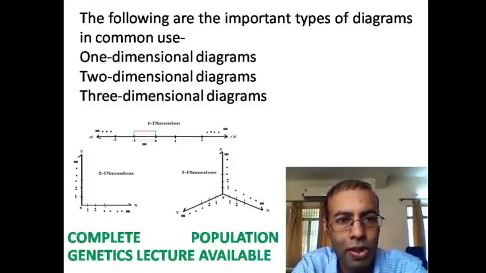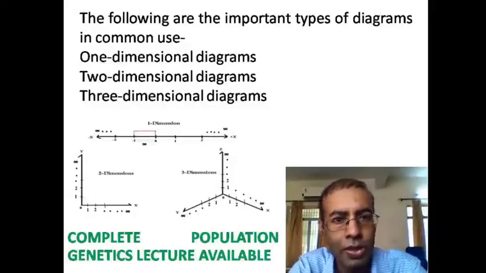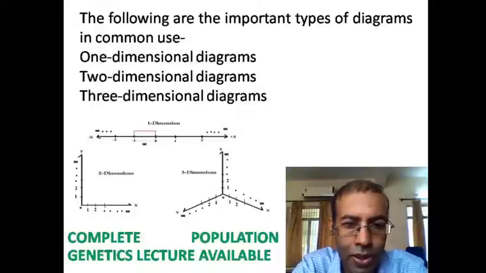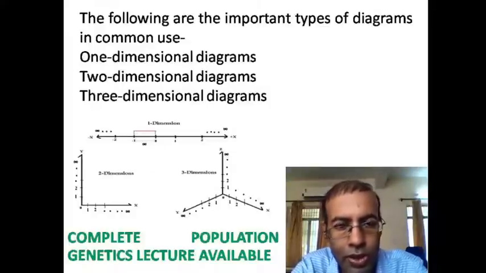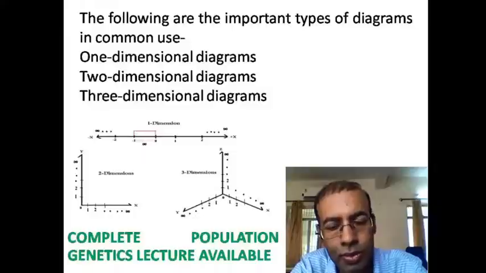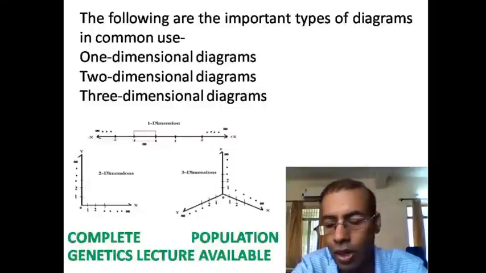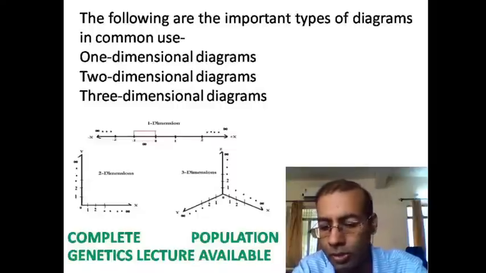In one dimensional diagram we are considering only length. In two dimensional diagram, length and width both are considered. In three dimensional diagram, length, width and height, all the three dimensions are considered for making the pictures.